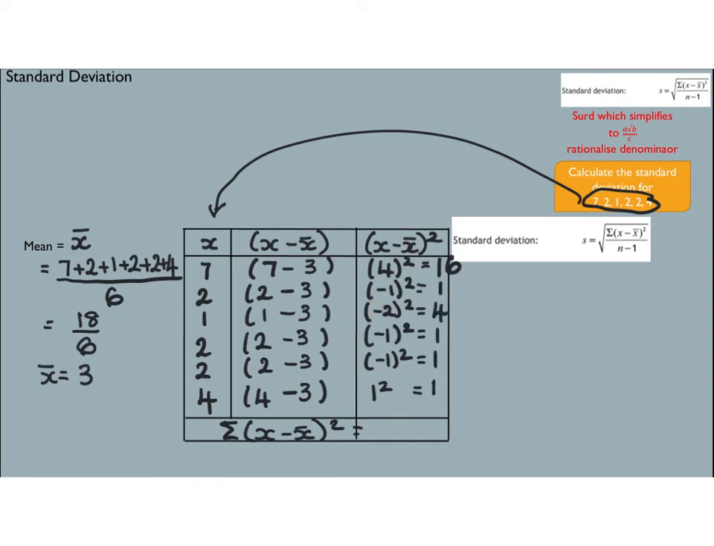Okay, that's what I got when I did my squaring. So last thing for me to do at the moment is to add those together. So I can see that that makes 20, 21, 22, 23, 24.